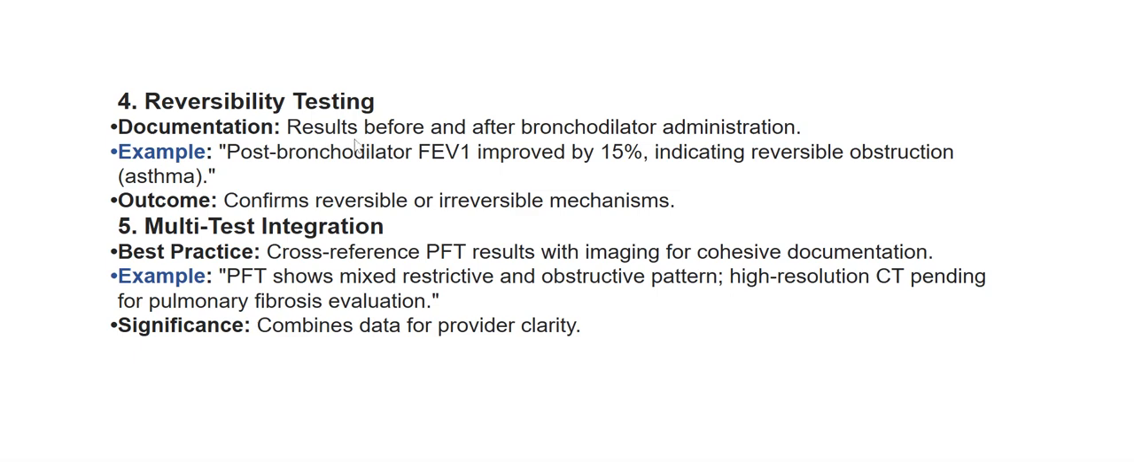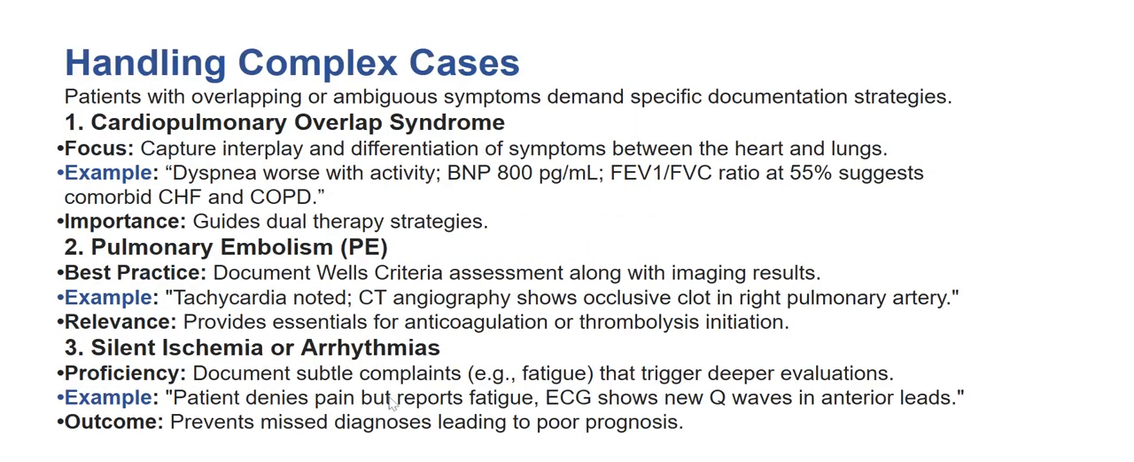Reversibility testing: document results before and after bronchodilator administration. Example: post-bronchodilator FEV1 improved by 15%, indicating reversible obstruction, asthma. Outcome: confirms reversible or irreversible mechanisms. Multi-test integration, best practice: cross-reference PFT, pulmonary function test, results with imaging for cohesive documentation. Example: PFT shows mixed restrictive and obstructive pattern, high resolution CT pending for pulmonary fibrosis evaluation. Significance: combines data for provider clarity.